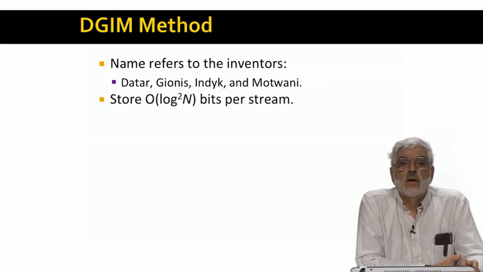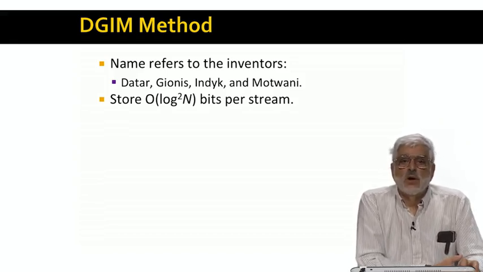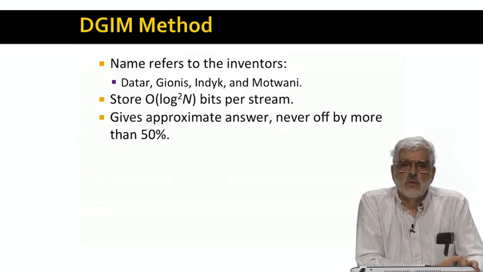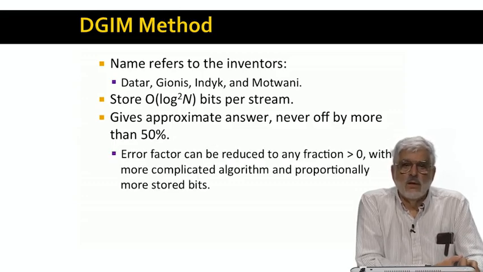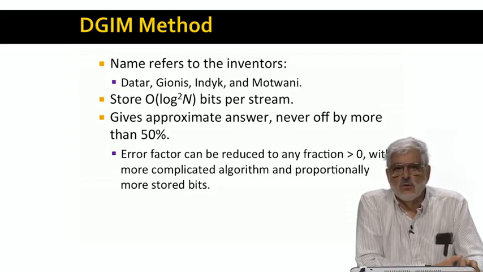Like our earlier attempt at an algorithm, DGIM stores on the order of log squared n bits to represent one n-bit window. There's an absolute guarantee of no more than 50% error in the answer to any query. And if 50% is too much, you can reduce the error to anything greater than 0. The algorithm becomes more complicated and the number of bits you need to store grows, although the number of bits remains proportional to log squared n. It's just the constant factor that grows in inverse proportion to the desired error bound.